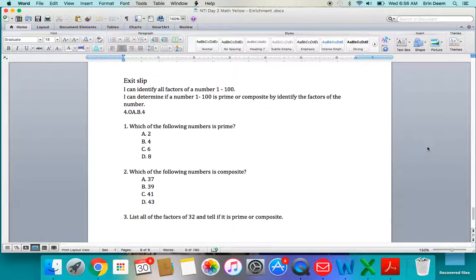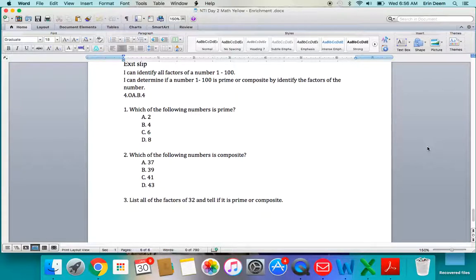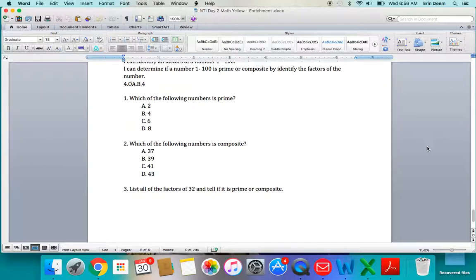Exit slip. Number 1. Which of the following numbers is prime? A 2, B 4, C 6, D 8. Number 2. Which of the following numbers is composite? A 37, B 39, C 41, D 43. Number 3. List all of the factors of 32 and tell if it is prime or composite.